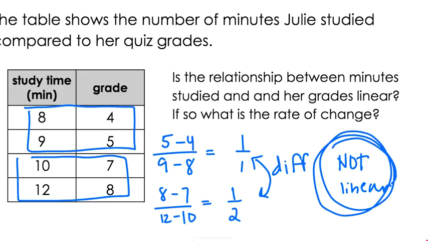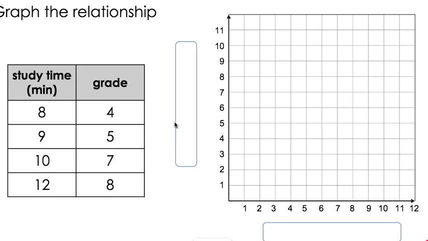Let's take a look and see what it looks like on a graph. Study time is X, grade is Y. For the most part, you don't graph relationships if they're not linear, at least in this section, but I want you to see what it looks like and how we can check ourselves. So I decided it was not linear, so I should see something weird happening with my graph. So 8 and 4, 9 and 5, 10 and 7, 12 and 8.